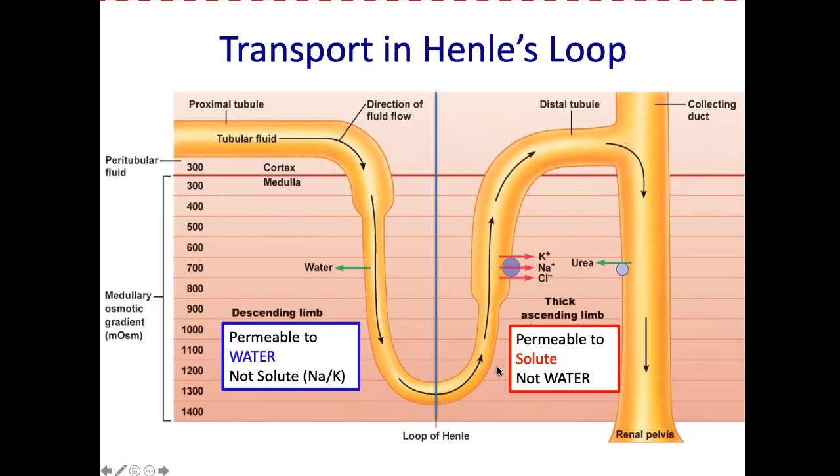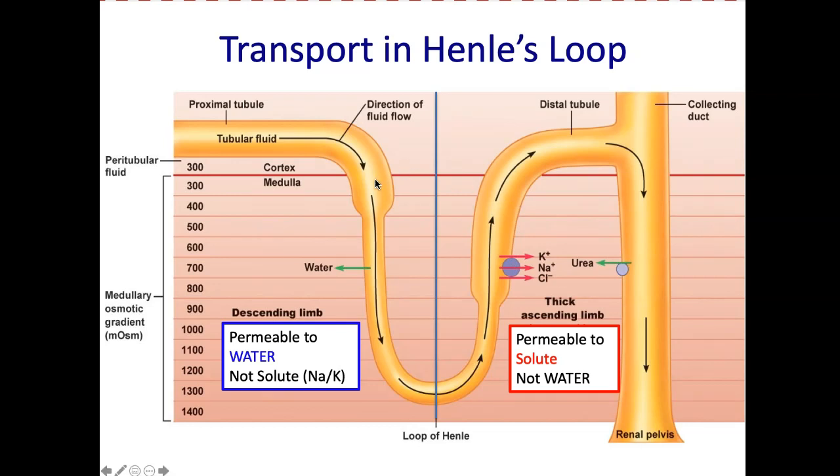But then as you come up the loop of Henle, the ascending limb, now it's permeable to solute because we have that sodium potassium chloride cotransporter that we just talked about at the end of the last video. So that channel is ever present, and it's reabsorbing lots of solute, and that process requires energy. But the cells here are impermeable to water, so there's tight junctions and there's no water reabsorption.